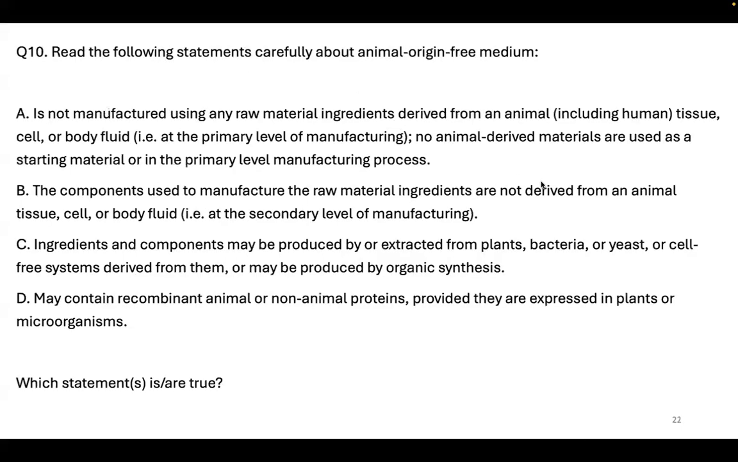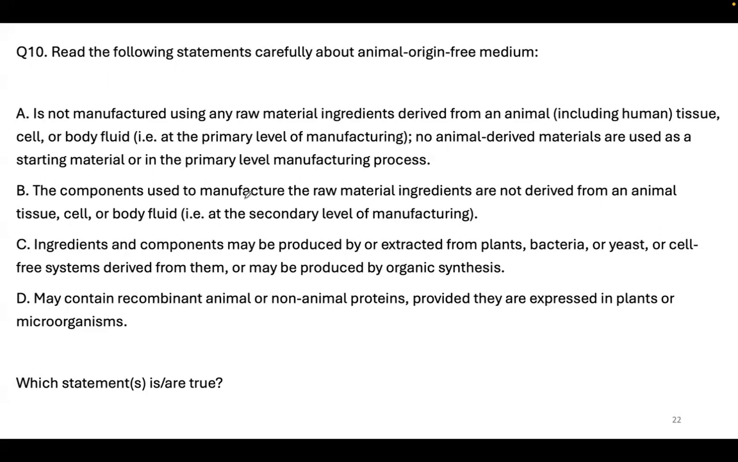And then the final question. So, I will just put this up here for a second. Read the statement about animal origin free medium. So when we are not talking about a serum, but instead a defined medium, which statements are true? Let's say we talked about neurobasal and things like that. So that's not manufactured using any raw material that's derived from animals. That could be human tissue, cell, body fluid. No animal derived material is used as a starting point or at the primary level manufacturing process. Is the statement true or not?